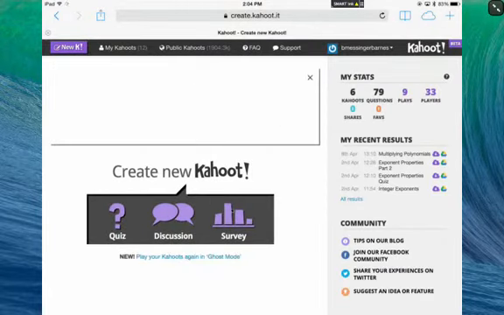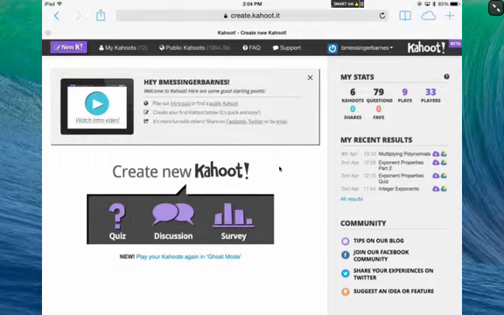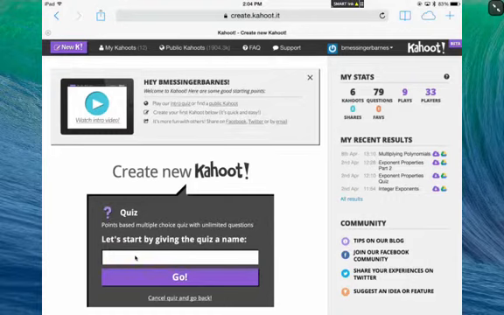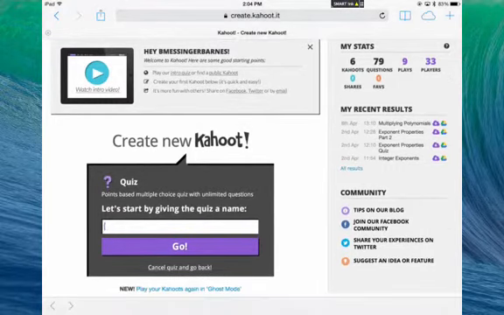Alright, and now that you're into your Kahoot account, yours will look similar to mine. In the upper left, there's the new Kahoot page, which we're actually on right now. And so to create a new Kahoot, we're going to create our own quiz. And then the first thing we're going to do is give that quiz a name. And what I would like you to do is name it in such a way that I know what it's about, I know who made it, and I know when they made it.